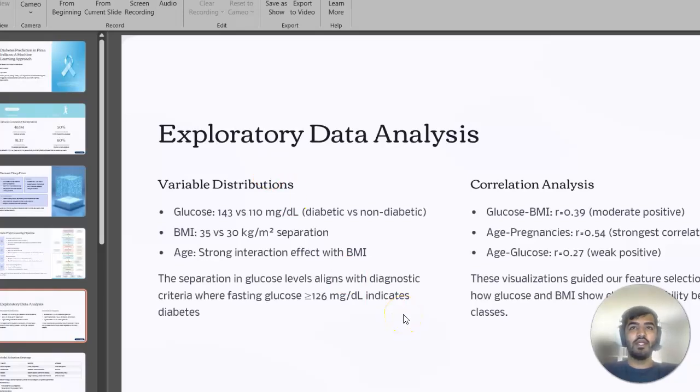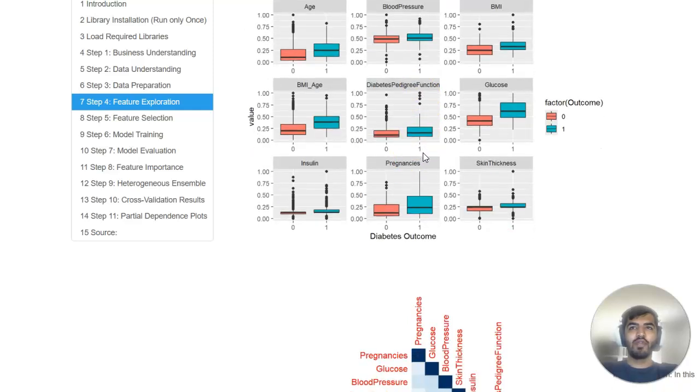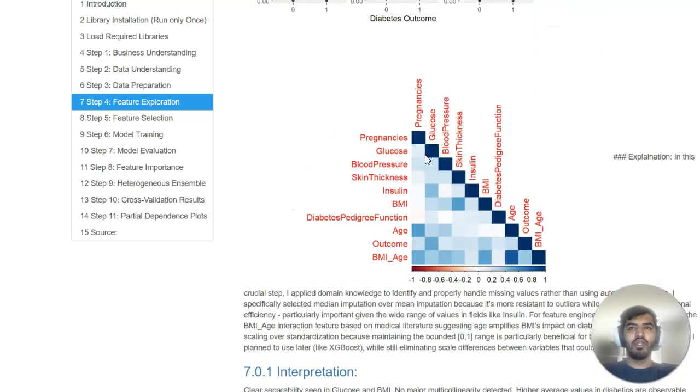After cleaning the data, I conducted feature exploration to understand which variables best distinguish between diabetic and non-diabetic patients. I created a box plot by outcome group rather than using histograms because they clearly show both central tendency differences and distribution range. Features like glucose, BMI and age are significantly different between the diabetic and non-diabetic groups.